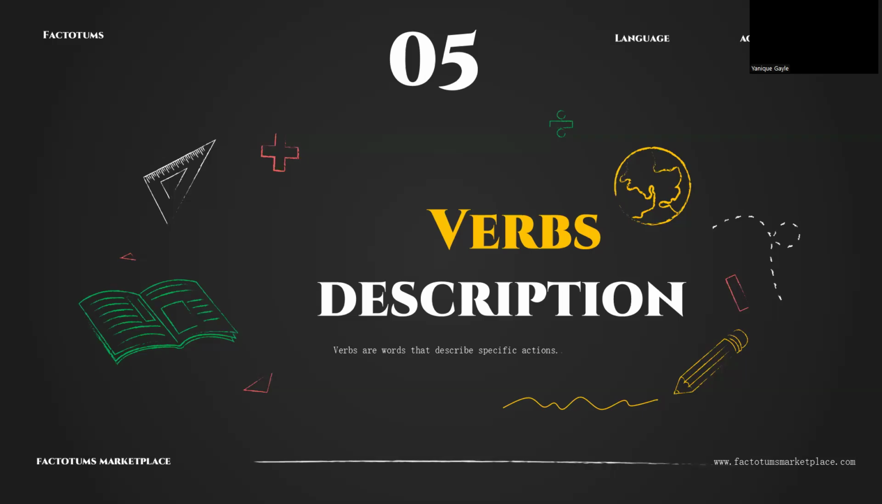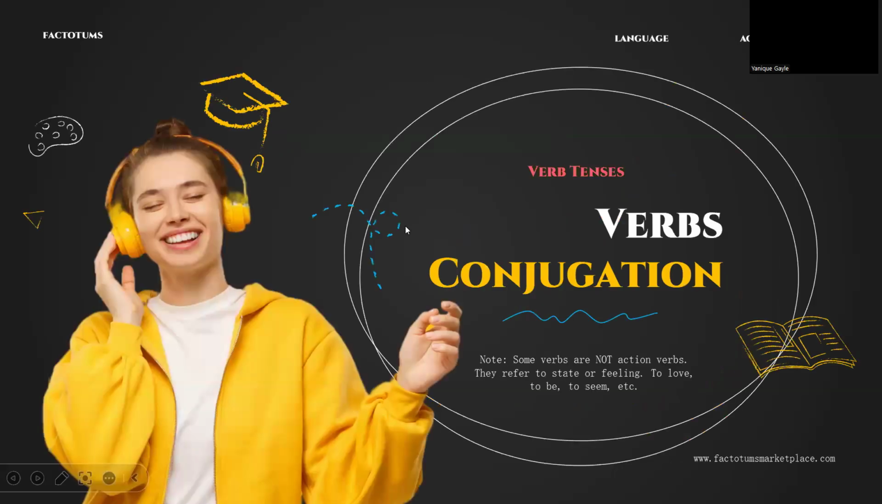Now, let's check the verbs in English. Remember, the verbs are words that describe specific actions. These are the actions in the sentence. Sometimes the verbs can be helping verbs, like modal verbs, or they can be verbs of emotions or different qualities. So they're not really doing an action in the sentence, if that makes sense.